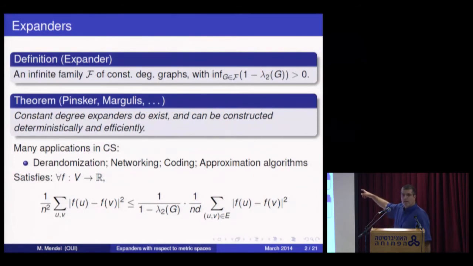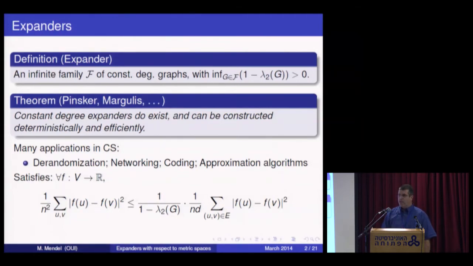Here I'm using the normalized adjacency matrix, after dividing by the degree. And we know that expander graphs exist. This was first proved by Pinsker. It has many applications in computer science and in math. And there are also applications for metric geometry, which I'm going to show you.